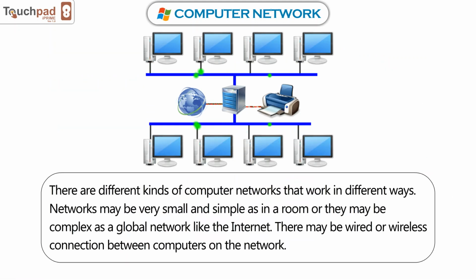There are different kinds of computer networks that work in different ways. Networks may be very small and simple, or they may be complex as a global network like the Internet. There may be wired or wireless connection between computers on the network.